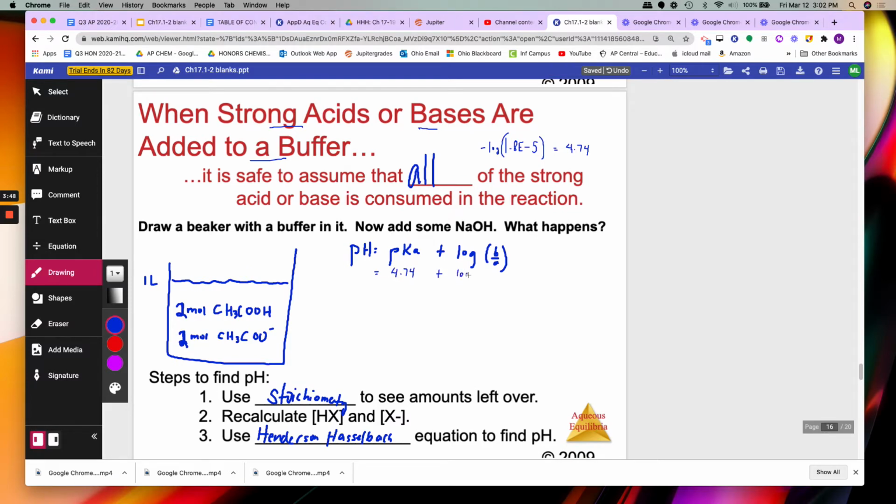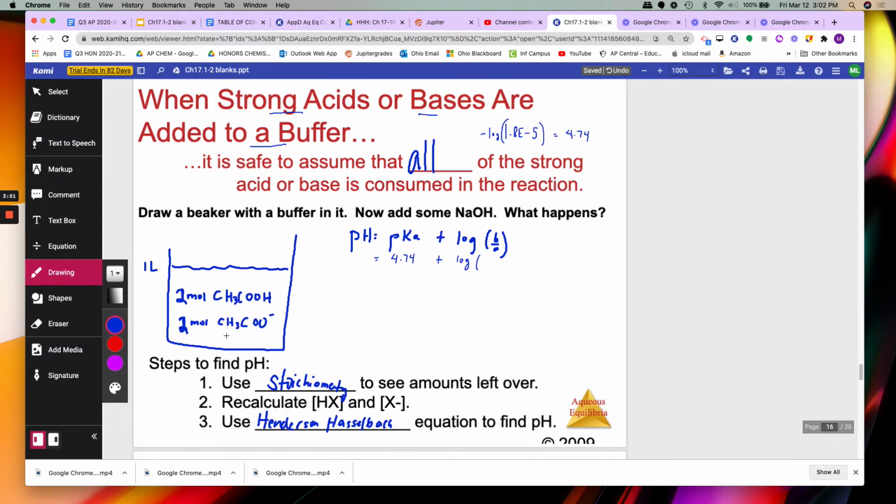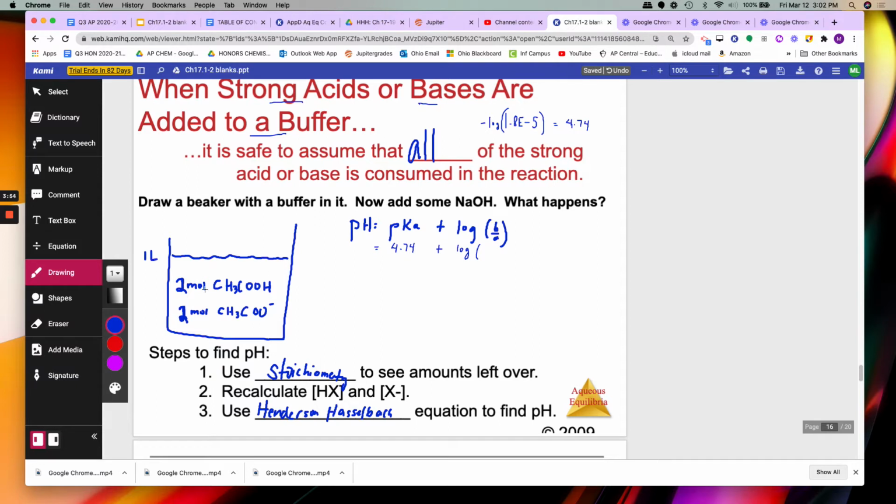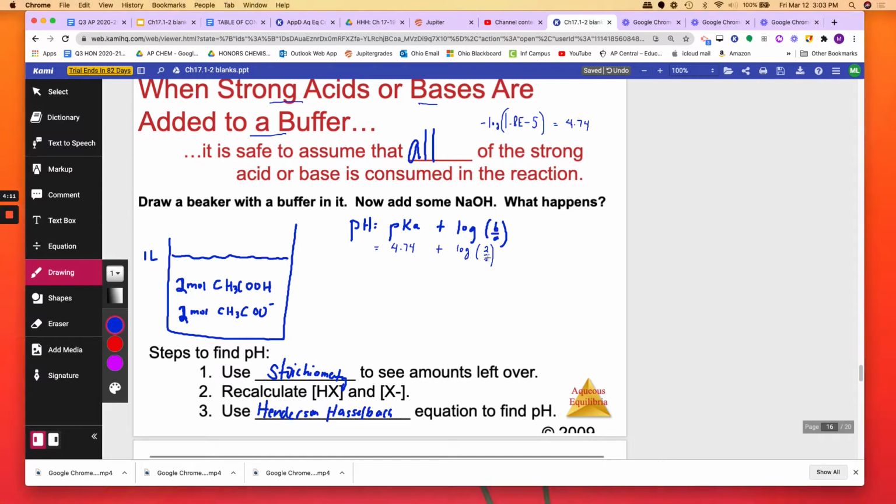Plus log of base over acid. Your base is 2 moles over 1 liter, so that is 2 molar. Acid is 2 moles over 1 liter, that is 2 molar as well. You can easily just use moles instead of liters because the liters will cancel anyway. So 2 moles to 2 moles, the same thing. That cancels, it becomes 1, log of 1 is 0, so your pH is 4.74. Right now, you have a pH here of 4.74. And this is your buffer. You can buffer at this pH.